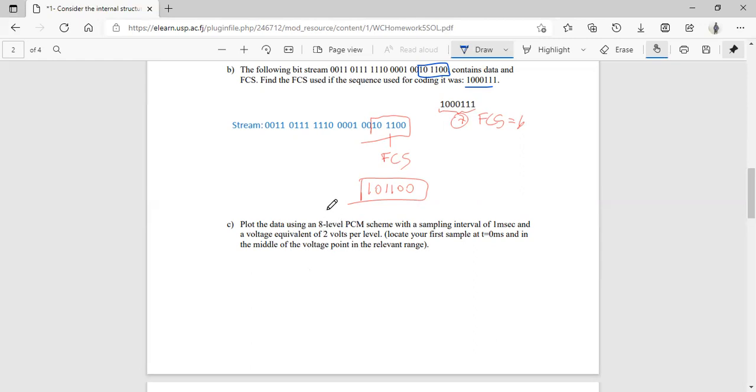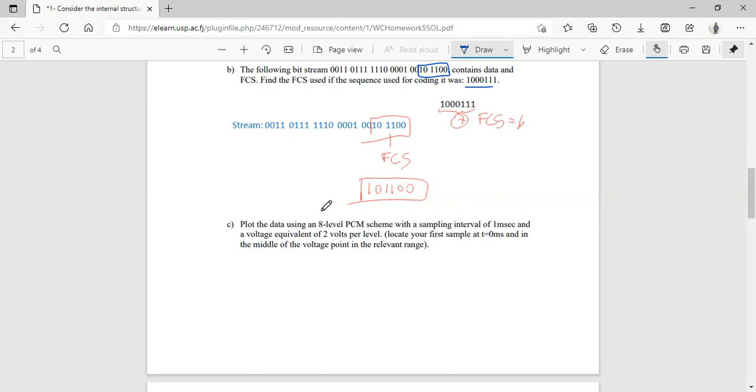2 to the power of n, which is equal to 8. So basically, we need 3 bits to represent this 8-level PCM, isn't it? Right? Because 2 to the power of 3 will give me 8. So the maximum value that can be represented, right? Remember, an 8-level PCM will start from level 0 and go up till level 7.